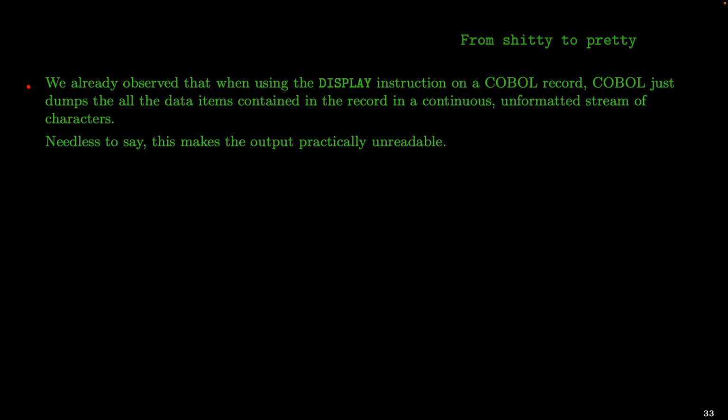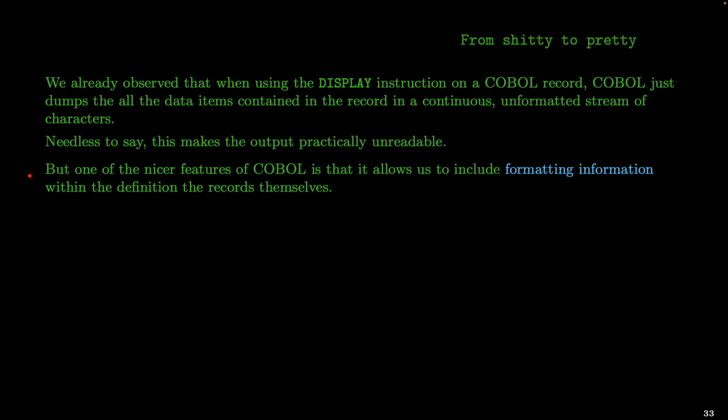Now we want to have a look at how we can modify data structures in COBOL in order for them to be printed in a more readable format. What we've already observed, especially with our matrix table in the previous examples, is that when we just use the display instruction on a COBOL record or a table, it just dumps all the data items contained in the record in a continuous and unformatted stream of characters. Now, this, of course, makes the output practically unreadable.